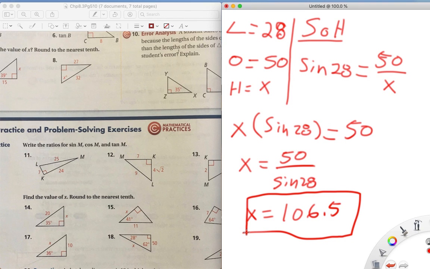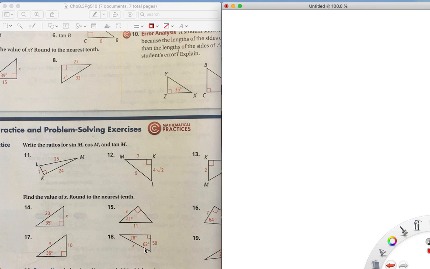So it also works with 62. So what does that look like? Let's set that up. Looking at number 18 and looking at the 62, my angle will now be 62. Notice that the 50 is touching 62, so 50 is the adjacent leg. So I'm going to say that 50 is adjacent. Notice that that's different than when it was 28. And x is still opposite of the 90-degree symbol, so x is still my hypotenuse.